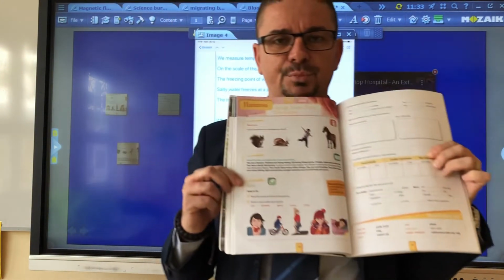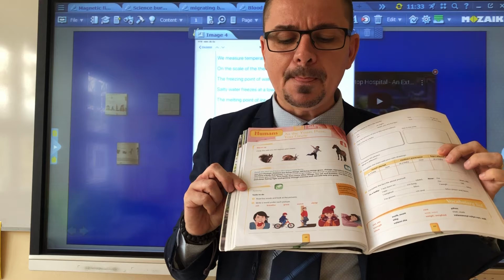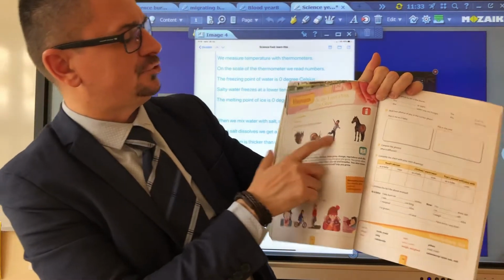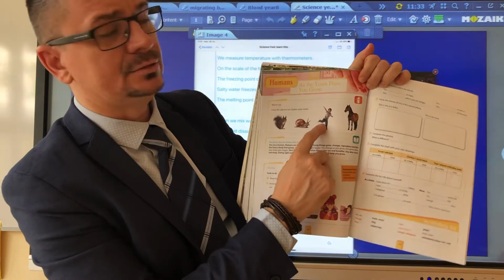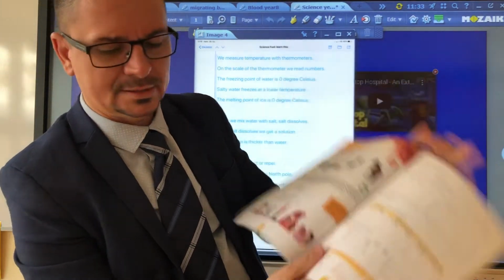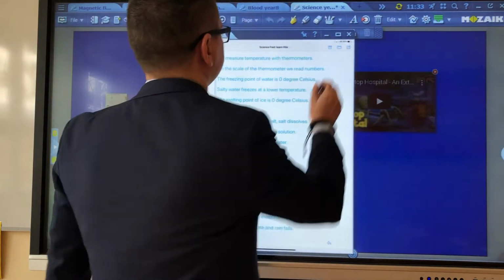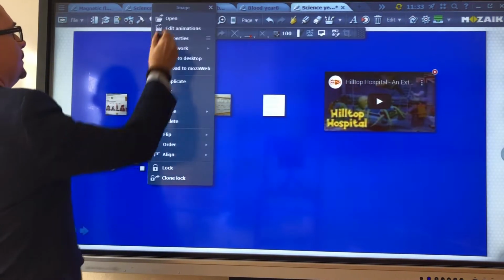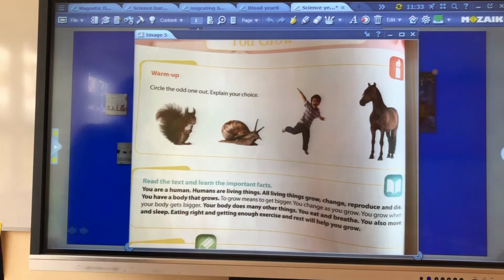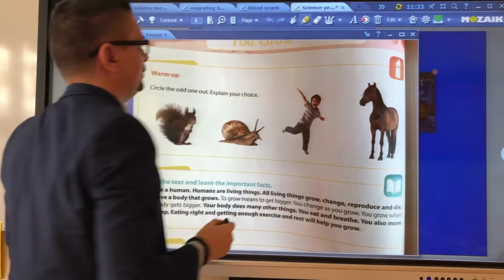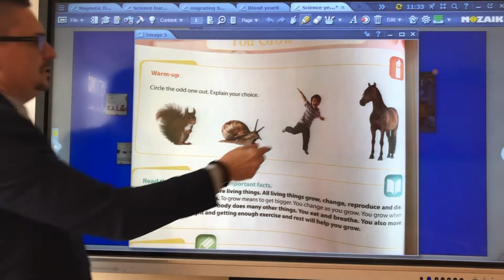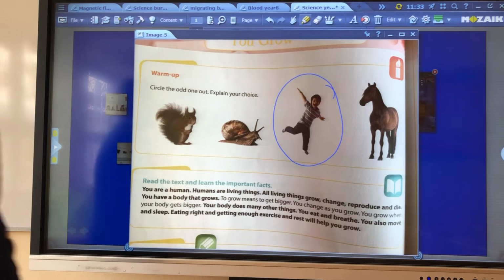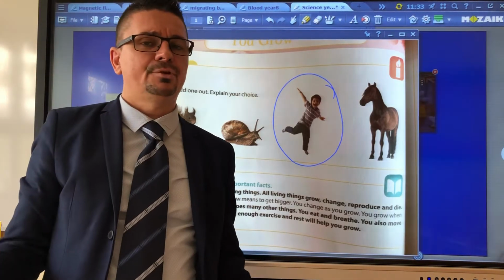If you look at your book, please check page 68 now. So you can look at the pictures here, the squirrel, the snail, and the little child, the human, and a horse. And we need to circle one of these images. Let's open it. So which of these is the odd one out? This time it's the human. So please circle that.